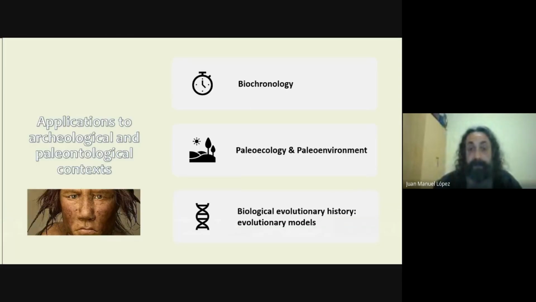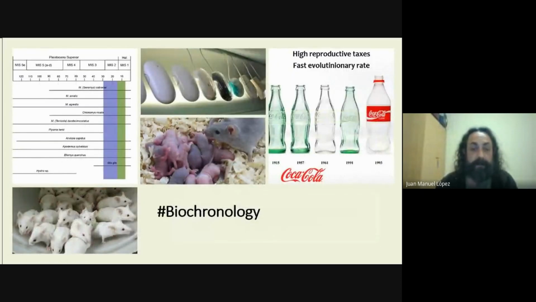Why study them? As I said before, small mammals, and I mainly study small mammals or small vertebrates, are important because they evolve quickly in the Quaternary, and are important for chronological reconstructions, paleoecology, and paleoenvironment, and to see biological evolutionary history and evolutionary models. I'm going to pass this one. I focus on biochronology, paleoecology and paleoenvironment. That is the main focus for archaeology, I think.